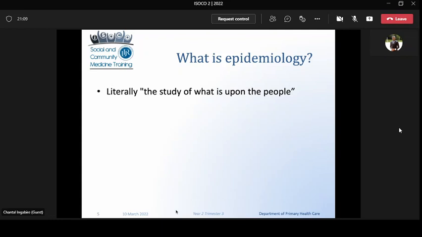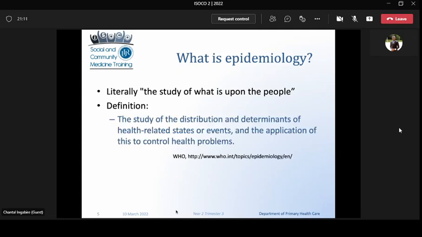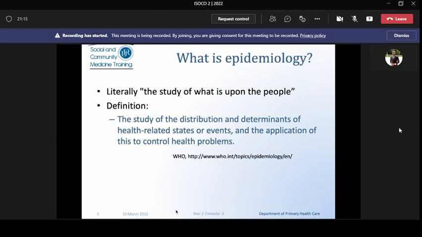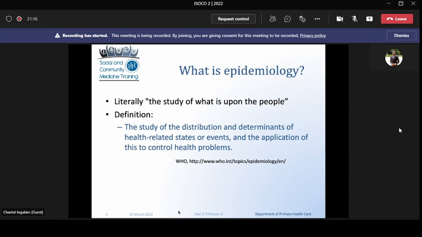And as you mentioned, this is the study of the distribution and the determinants of health-related events or even states, but also, most importantly, the applications of this to control health-related problems. So it's not only about learning the distribution of diseases or their determinants, but also the knowledge or the applications of this in terms of the control of those diseases or other kinds of health-related problems.